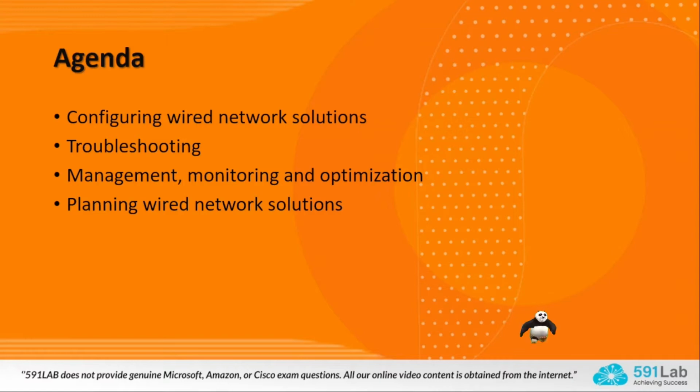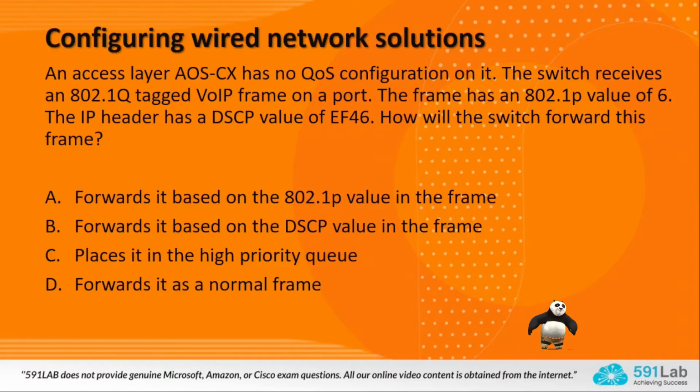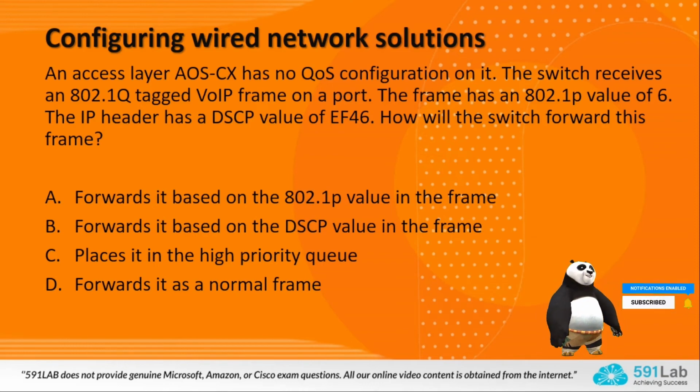Okay, let's look at the sample question under configuring wired network solutions. An access layer AOS-CX switch has no QoS configuration on it. The switch receives an 802.1Q tagged VoIP frame on a port. The frame has an 802.1p value of 6. The IP header has a DSCP value of EF 46. How will the switch forward this frame?